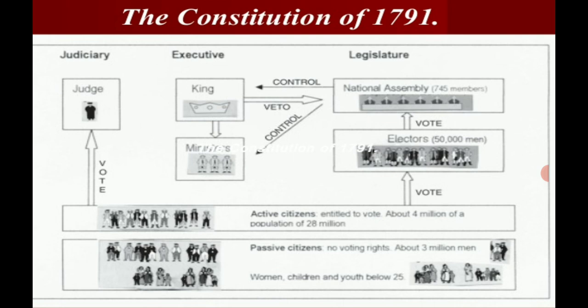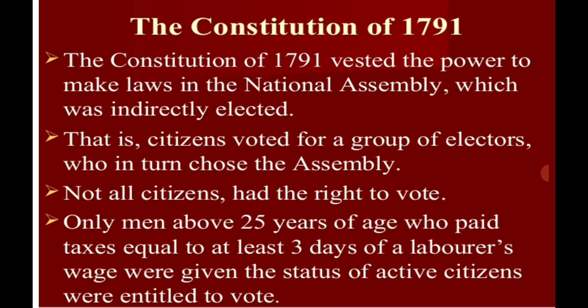You can see the picture here where the division is there: judiciary, executive and legislature. You can see the active citizens and passive citizens, all these are there. The Constitution of 1791 vested the power to make the laws in the National Assembly, which was indirectly elected. That is, citizens voted for a group of electors who in turn chose the assembly. Not all the citizens had the right to vote.